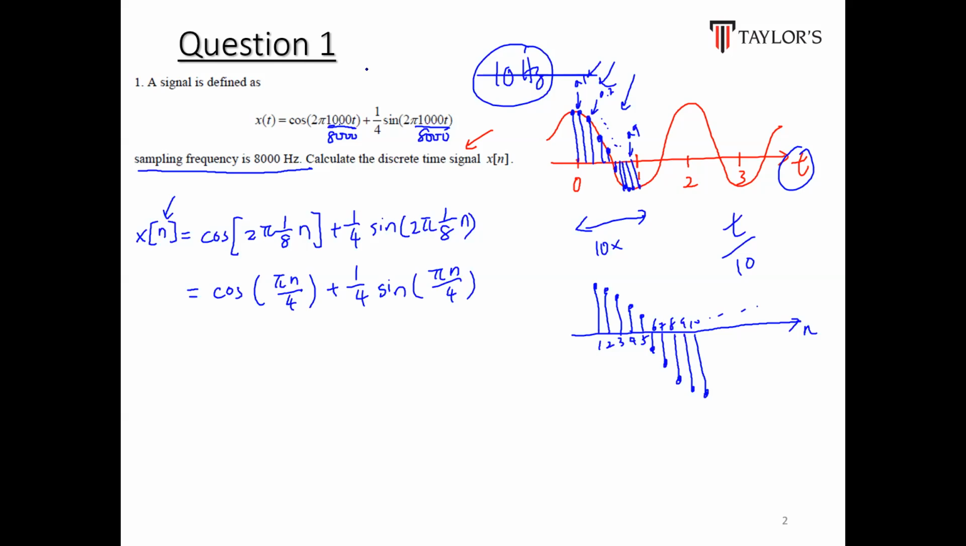It is to sample a continuous time signal, this one is continuous time, into a discrete time signal. This is discrete time. All right, no problem with this question. This is not really Fourier transform or Fourier series, just sampling.